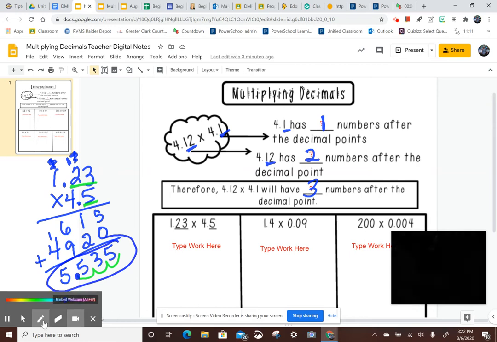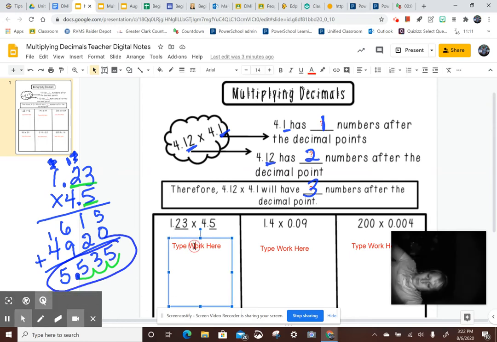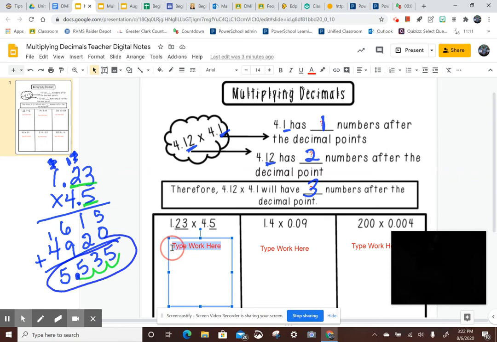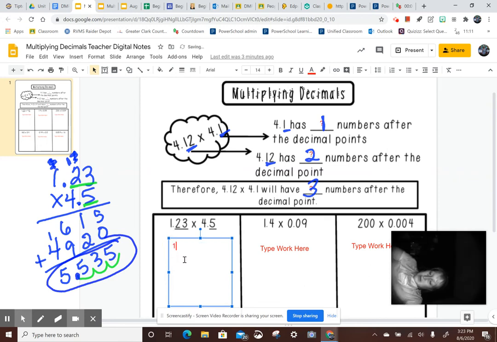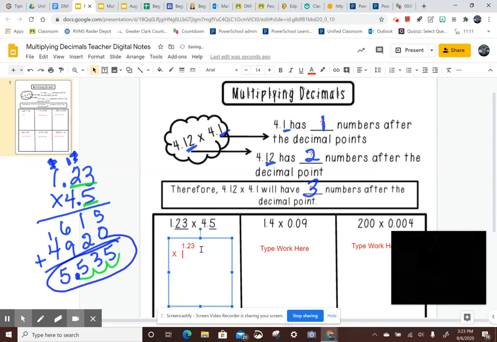To type what I'm going to type to make sure that my teacher knows I did what I was supposed to do is 1.23. Might give it a couple of spaces. Times 4.5. I'll go down a little bit. I'm going to copy what's down there. 615.